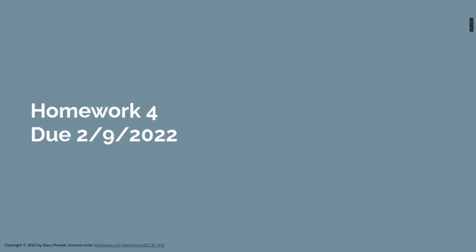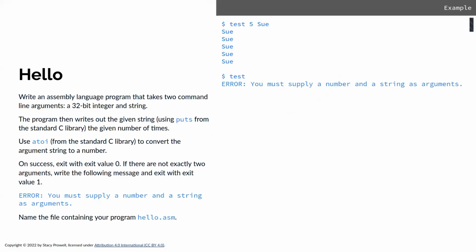There was homework due today. I think everyone submitted something, which is great. The homework was to write a little program that took two arguments on the command line and printed out the second one the number of times indicated by the first one. And there's a lot going on here, and what you might have done was write some C code that does this.